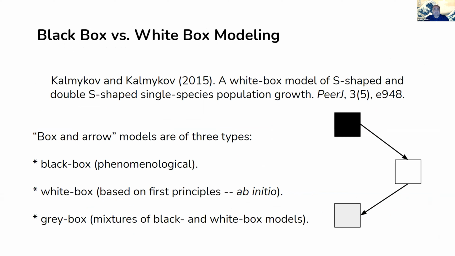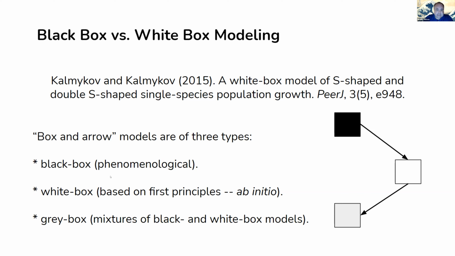So I start off with this concept, and it's going to become important as we go along. It's this idea of black box versus white box modeling. This paper in 2015 laid this argument out where if you take a box and arrows type approach, you have three types of models, basically. The box can be either a black box, which is basically a restatement of the phenomenology, or we don't know what the mechanism is inside.